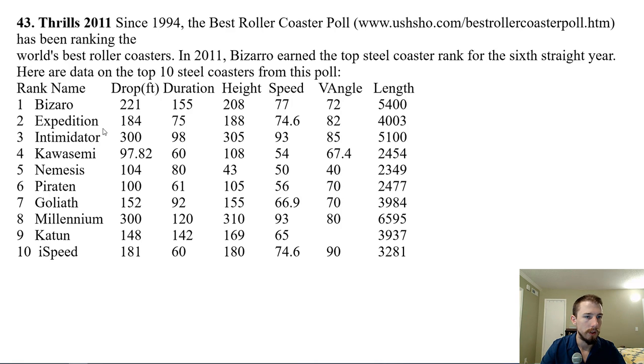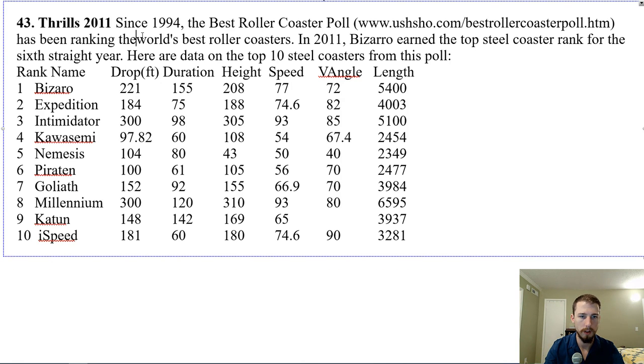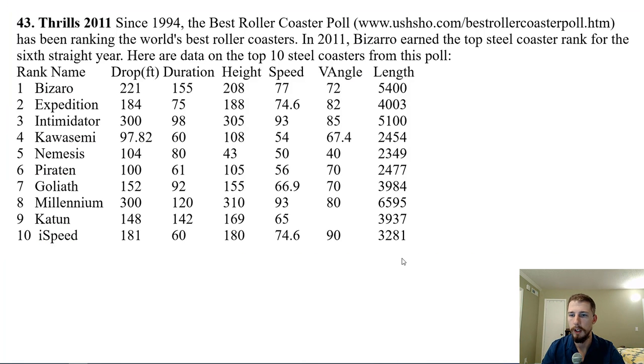All right, 43, Thrills 2011. Since 1994, the best roller coaster poll, which actually has a website you can go to, has been ranking the world's best roller coasters. In 2011, the Bizarro earned the top steel roller coaster rank for the sixth straight year. The Bizarro is actually the roller coaster I showed you at the beginning, even though you didn't know that. I just had to Google one of them. Here's the data for the top 10 steel roller coasters from this poll. So here's the ranking 1 through 10.